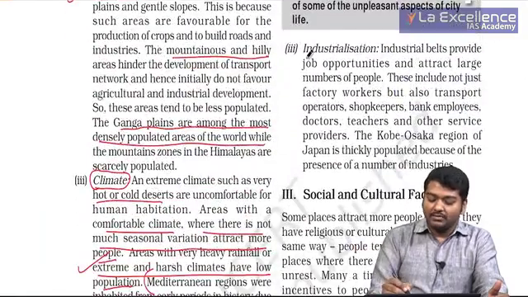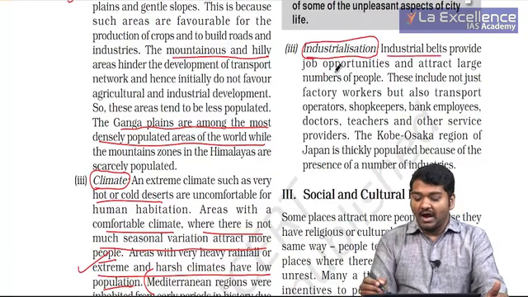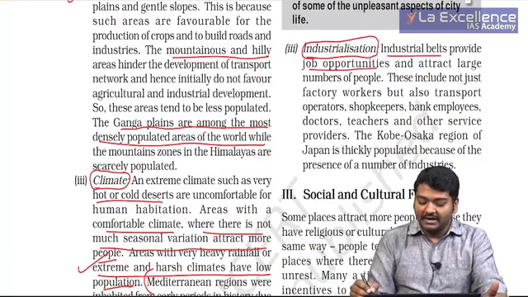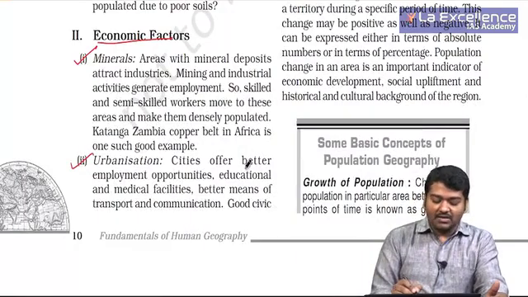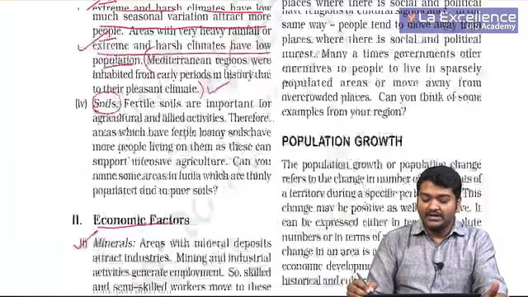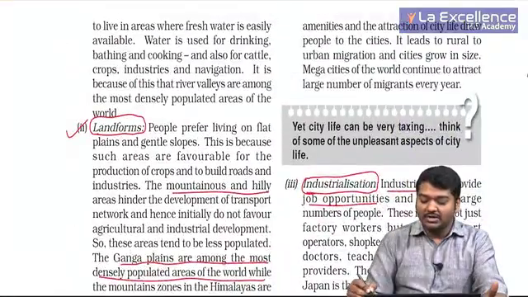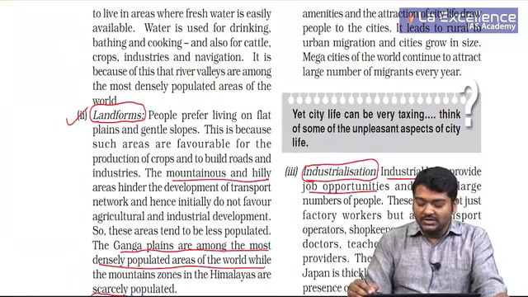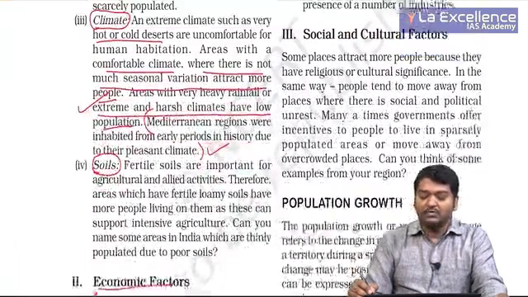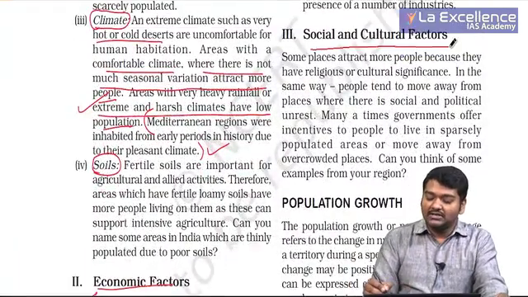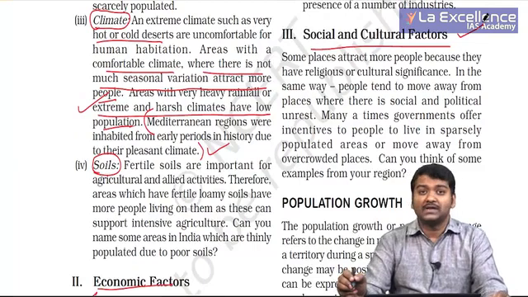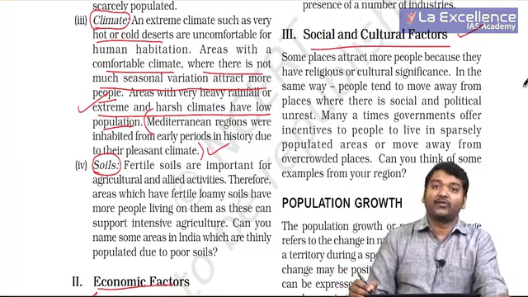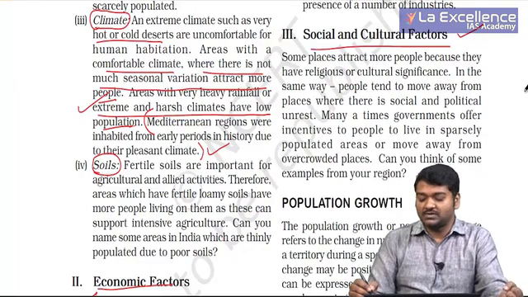And then we talk about industrialization. Industrial belts provide job opportunities and attract a large number of people. Cities offer better employment. Can you see, urbanization is also about employment opportunities, industrialization is also about employment opportunities. So this makes people move closer to these. Social and cultural factors: wherever you have temples or masjids, usually you see a lot of people present around them, because these become tourism spots.